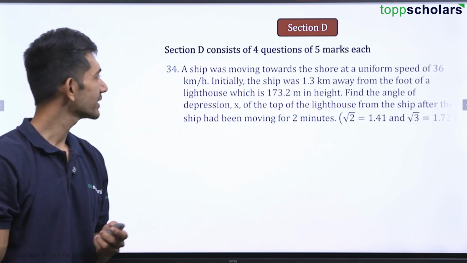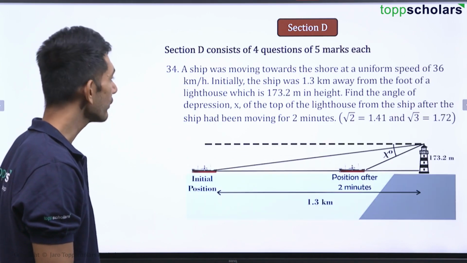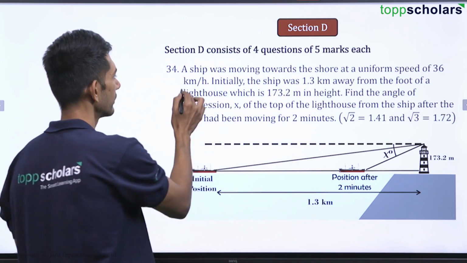So let's have a look at a new question now. It says a ship was moving towards the shore at a uniform speed. The speed of the boat is given 36 km per hour. Uniform speed.